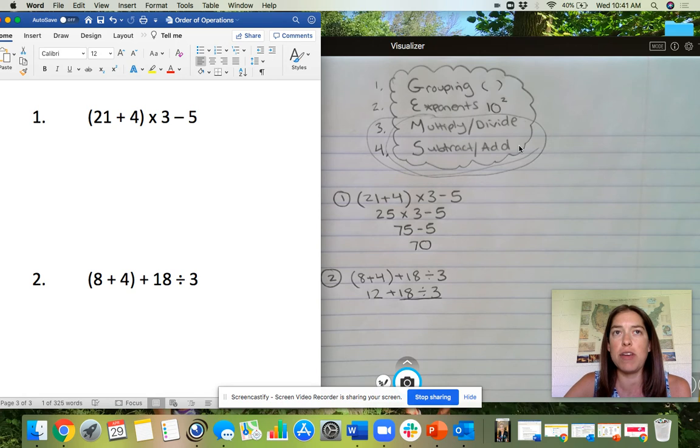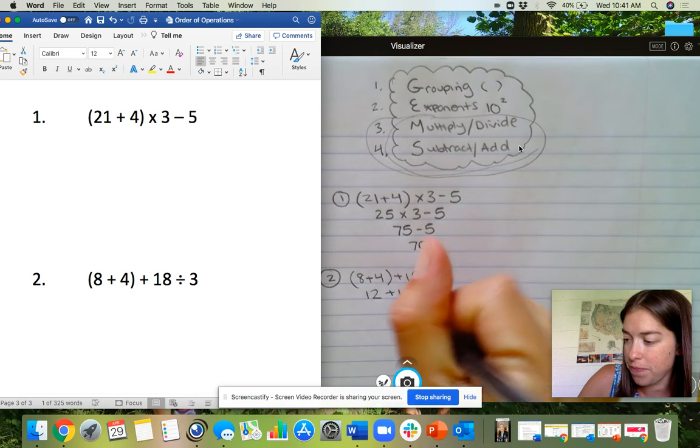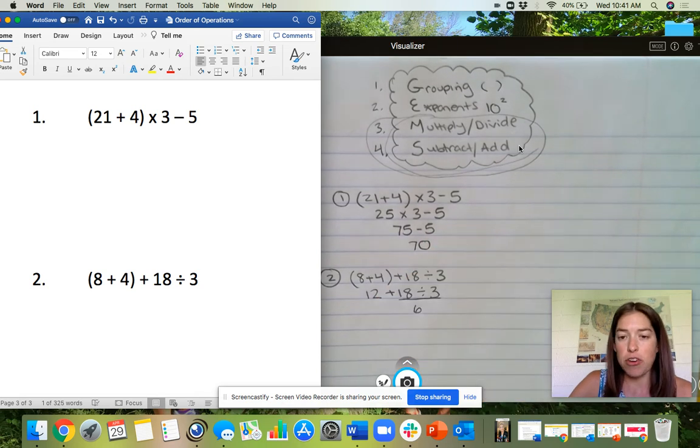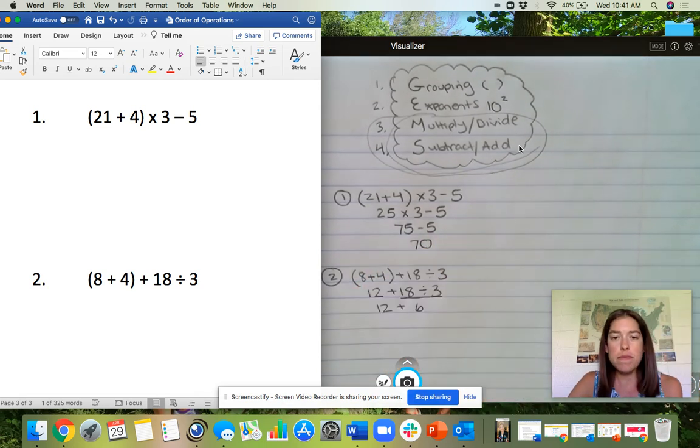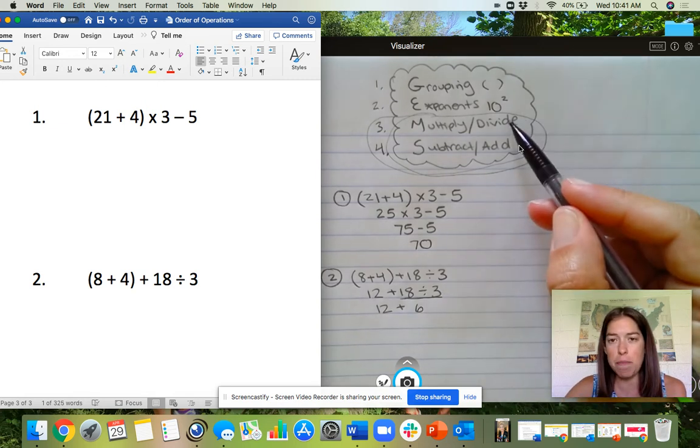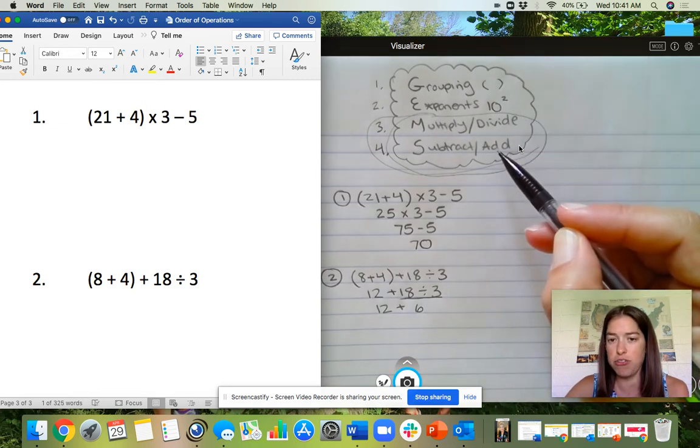18 divided by 3. If I don't know that fact off the top of my head, I can count by 3s. I do know 3 times 6 is 18. Let's go ahead and copy the rest of our expression. And now that I've done my division, now I can go ahead to my last step, which is subtract and add. I do have some addition, and so we can go ahead and add 12 plus 6.